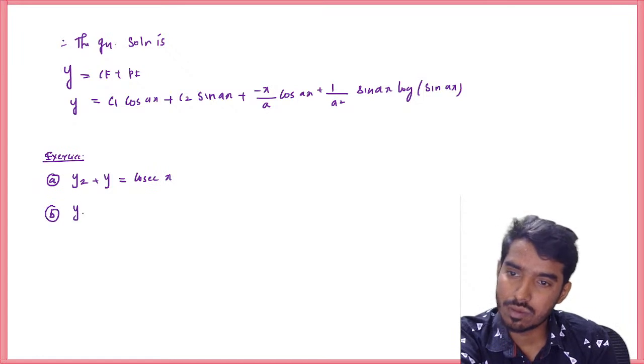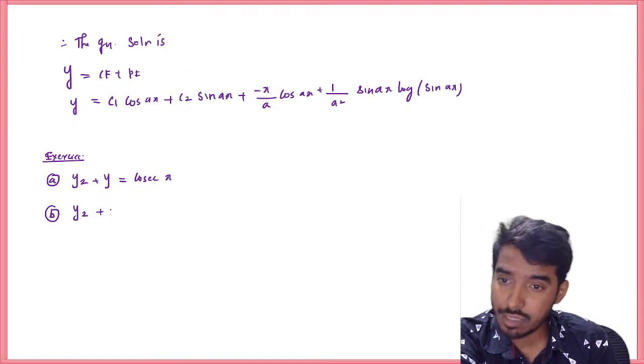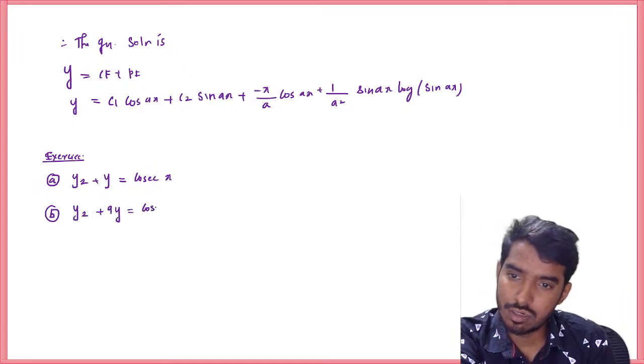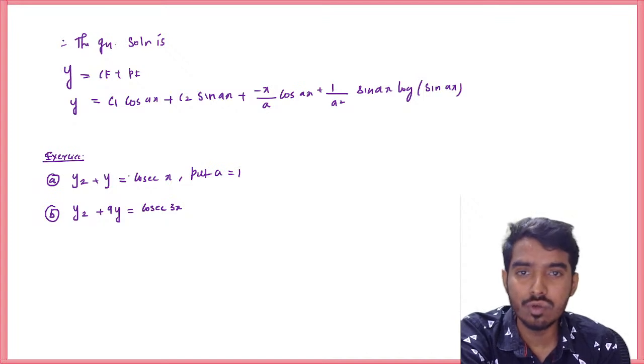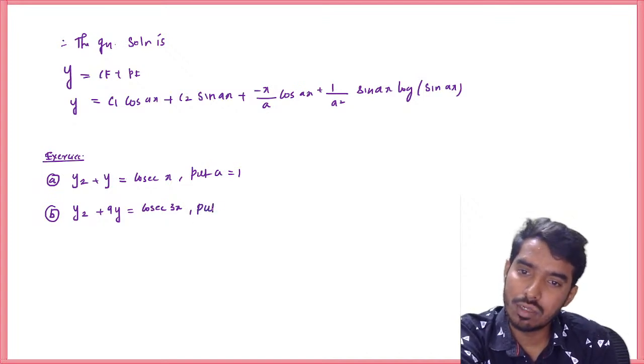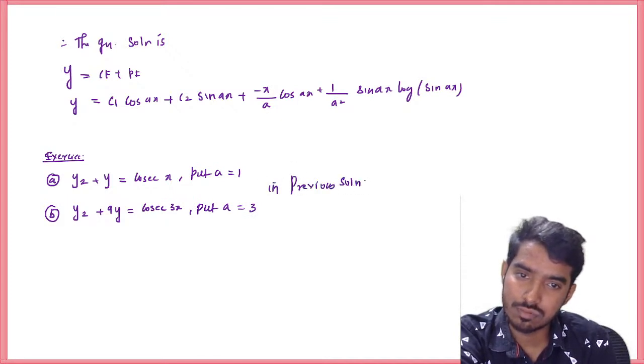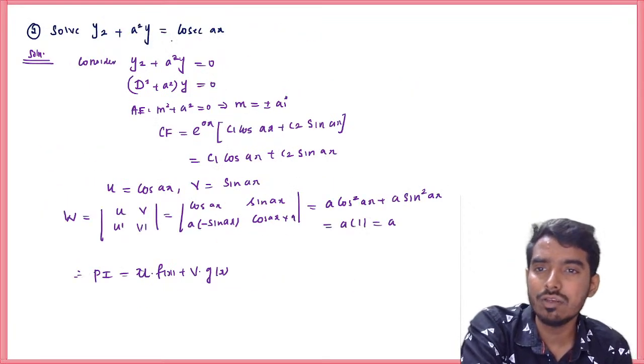y'' plus 9y is equal to cosecant 3x, right? So here put a is equal to 1 in this solution. You will find the solution for this problem. Put a is equal to 3 in the previous solutions. In general, you solve this.